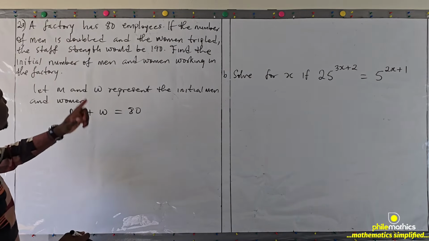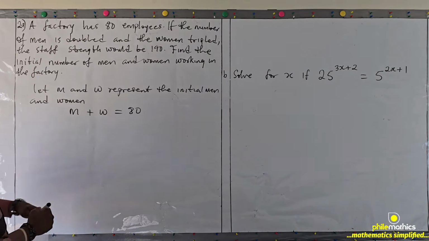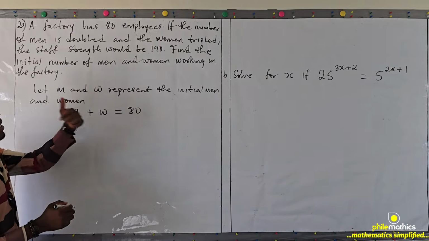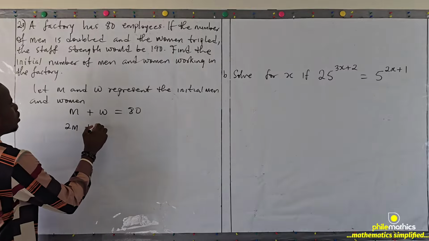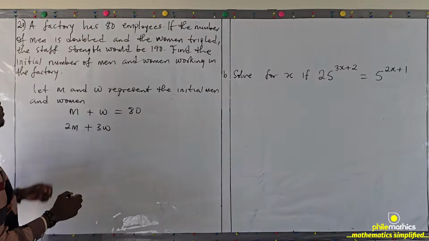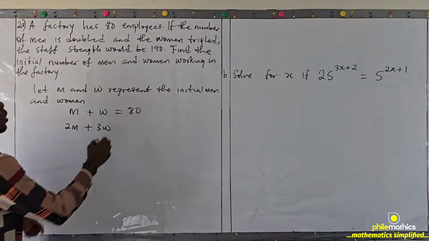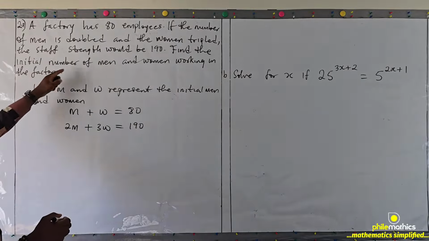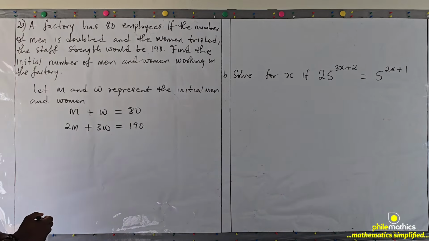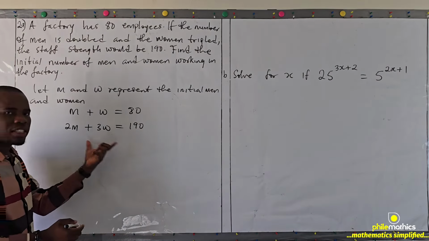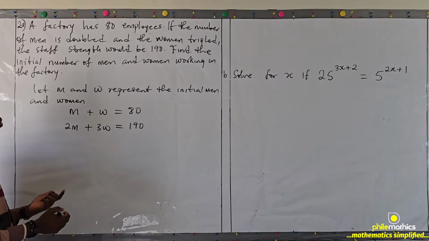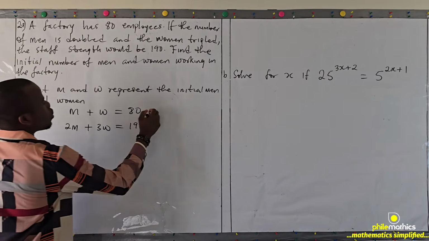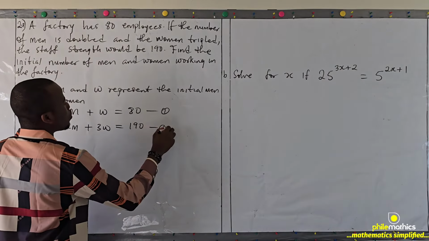The next sentence says, if the number of men is doubled, number of men doubled means 2M, and the number of women is tripled. Women tripled is 3W. The staff strength would be 190. Find the initial number of men and women working in the factory. This is just simultaneous equation. So let's use elimination method. Let's call this equation 1, equation 2.